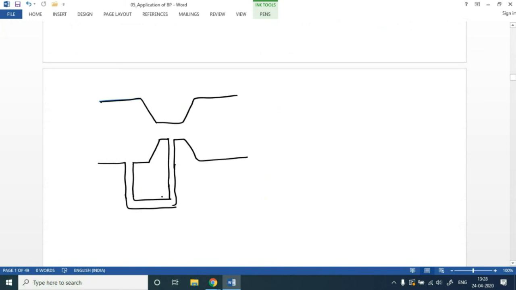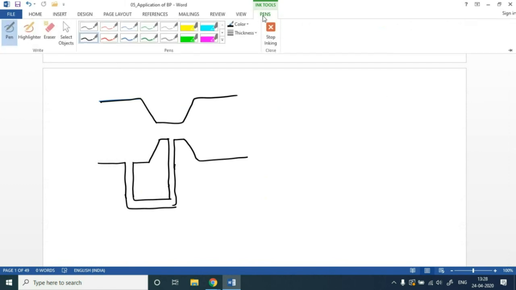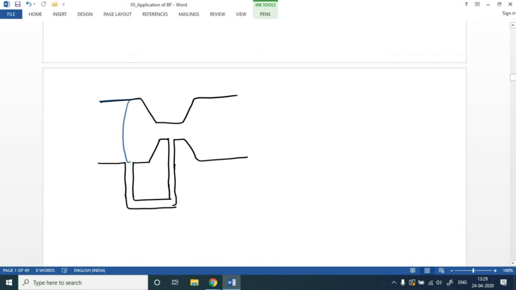So now the idea is the same. Here the cross-sectional area is A1, and here the cross-sectional area is A2. Let's say the flow velocity is V1 and V2 over here. You can definitely see that A1 is greater than A2, so V1 would be less than V2, so P1 would be greater than P2. And we are basically looking to find out this quantity P1 minus P2.